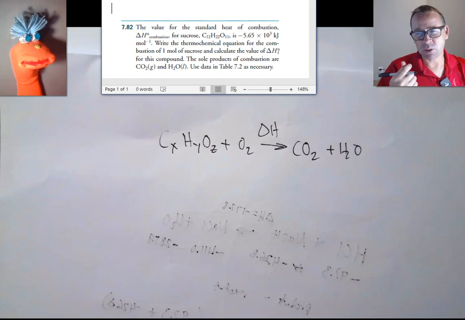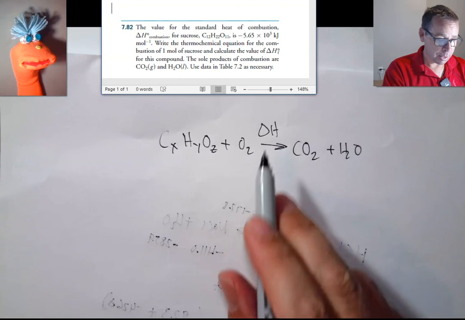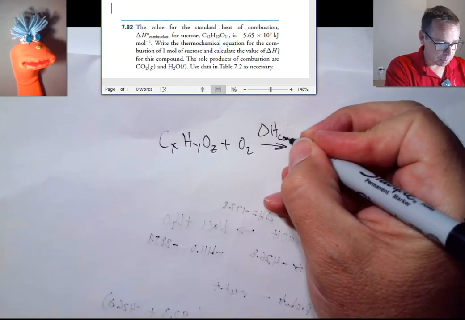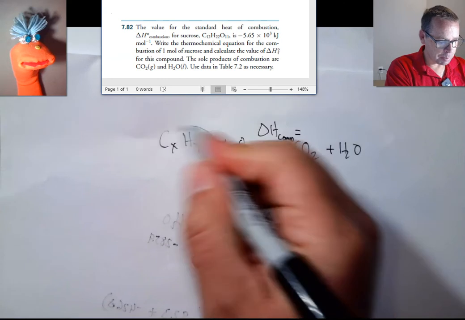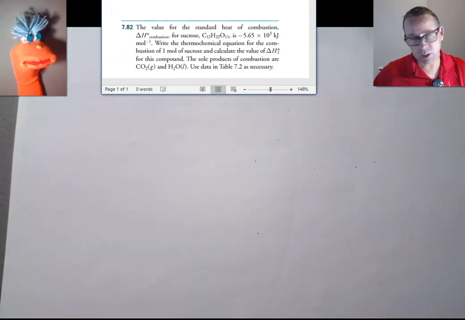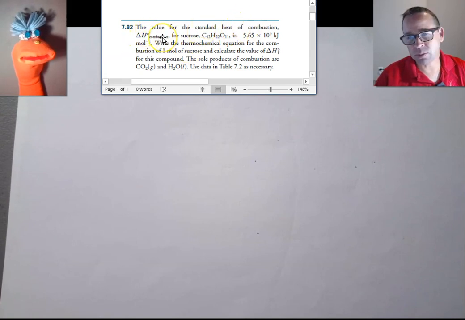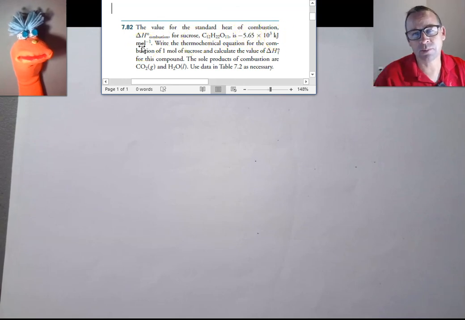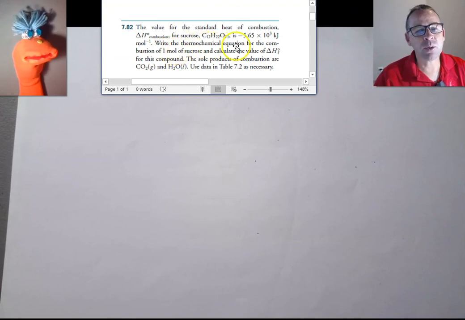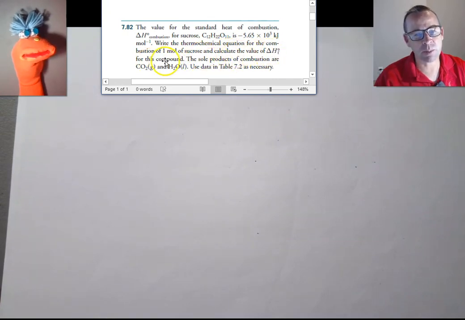All right. And now when you talk about the delta H of formation, again, it's 1 mole that you're forming. If you're talking about a delta H of combustion, then you're going to be combusting 1 mole of the material. So the value for the standard heat of combustion, and if you forget that, you can always just look at what it says here. It says this is the value, kilojoules per mole, right? So it's per mole of material. So we write the thermochemical equation for the combustion of 1 mole of sucrose and calculate the value of delta H of formation for this compound.